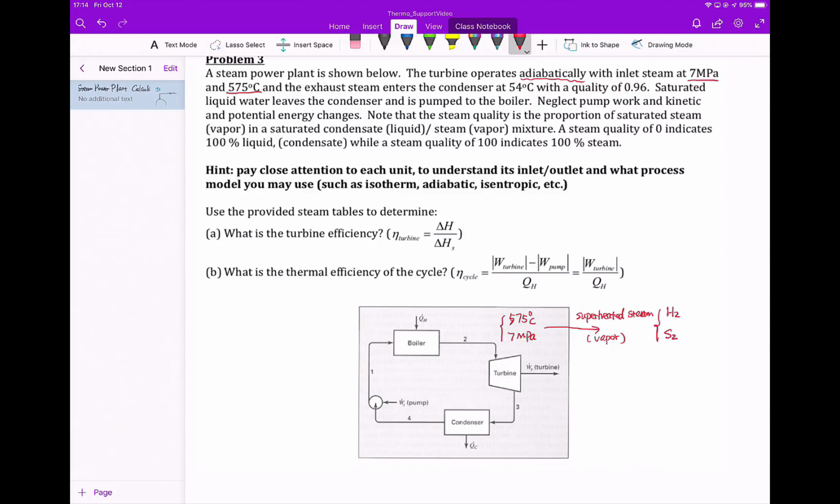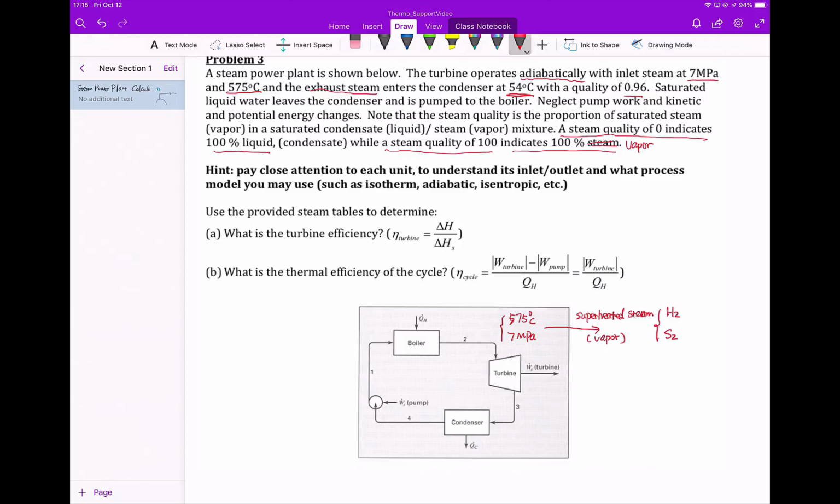And as the problem statement says, the exhaust steam enters the condenser at 54 degrees C with a quality of 0.96. What is that quality? The quality is, as I defined later, a steam quality of 0 indicates 100% liquid, while a steam quality of 100 indicates 100% vapor. Yes, maybe I should use vapor. It's easier for us to understand.